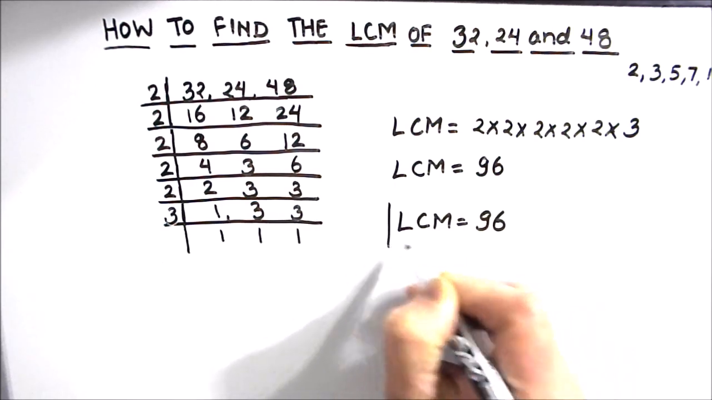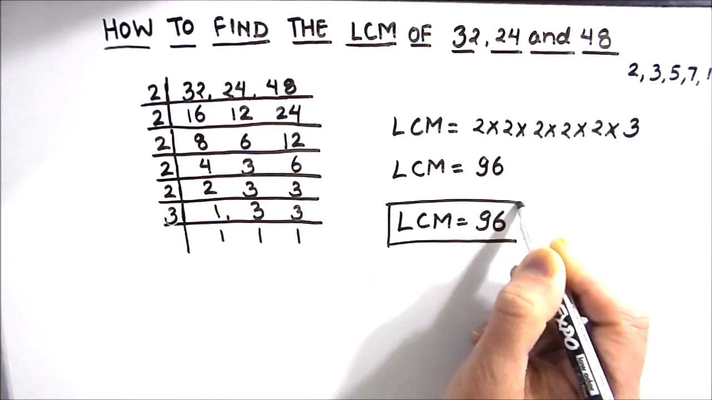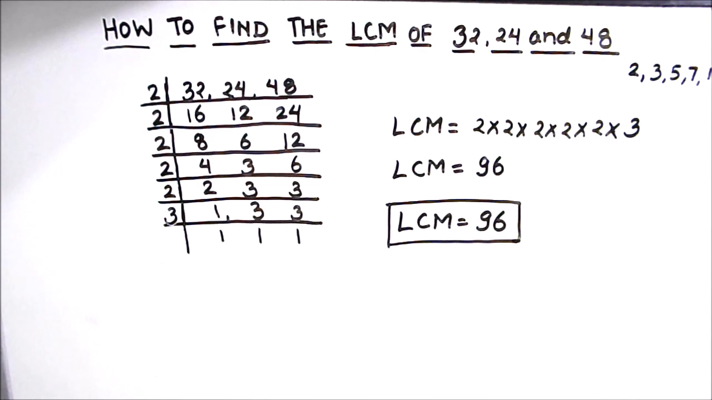So this is how, by using the prime factorization method, we can find the LCM of three numbers.